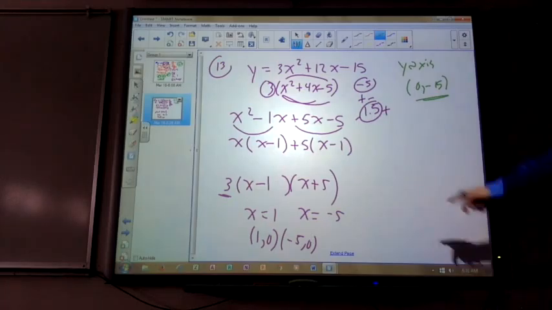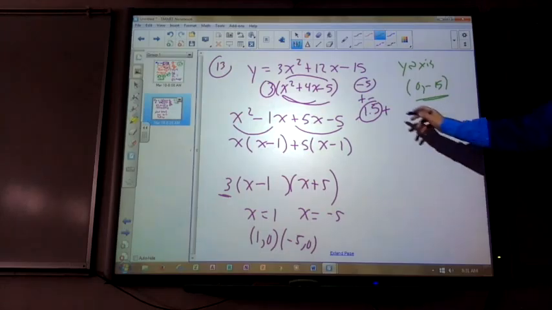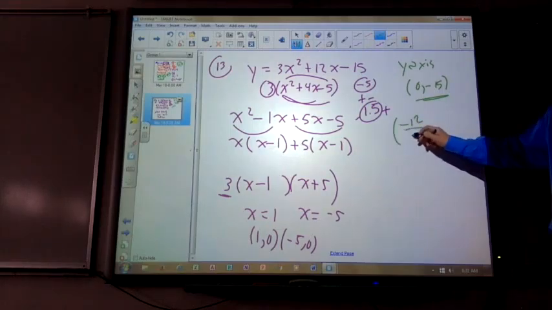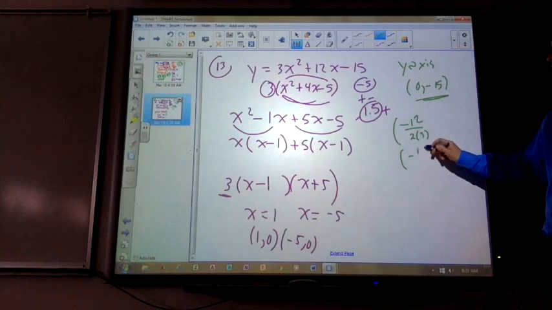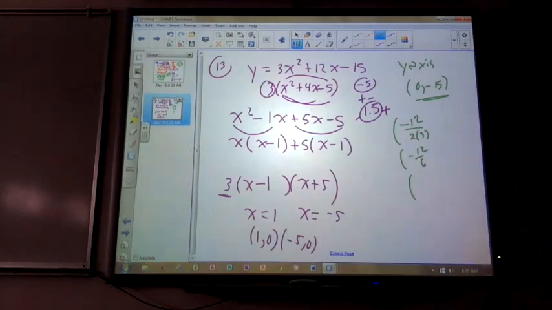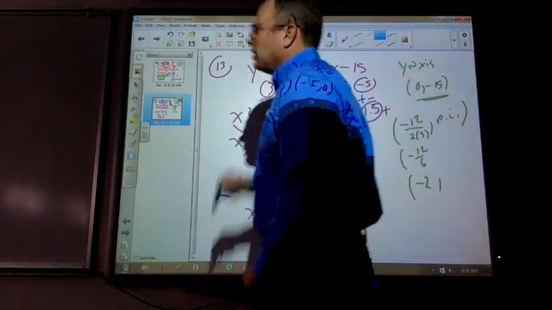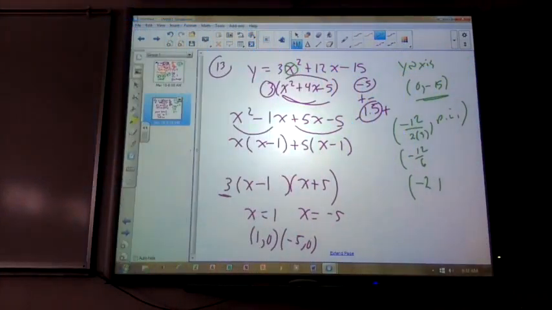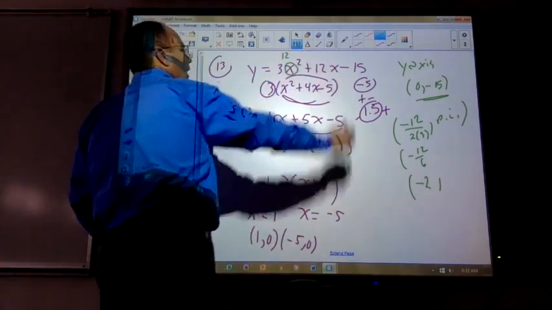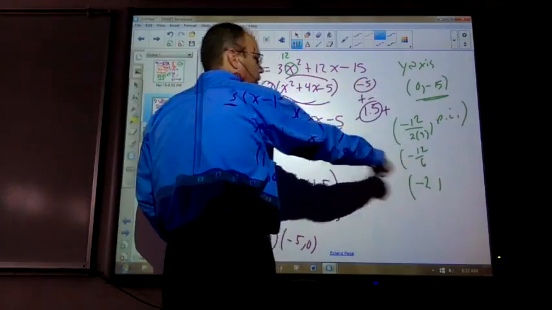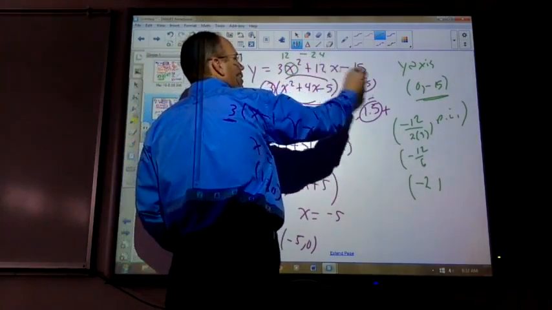We should find halfway in between negative 5 and 1. Or I could do the negative b over 2a, whatever way you feel is appropriate. Negative b over 2a would be negative 12 over 2 times 3, which is going to be negative 12 over 6, which is going to be what? Negative 2. And we got to plug it in, right? Okay, so if I take that negative 2, plug it in here, what's negative 2 squared? Positive 4, careful. Positive 4 times 3 is? 12. And then I have 12 times negative 2, which is? Negative 24. Good job. Minus 15.